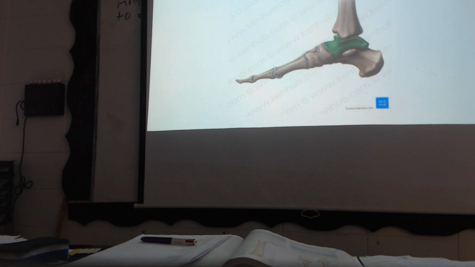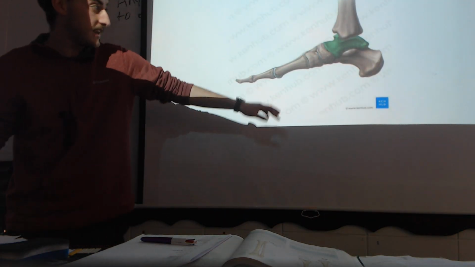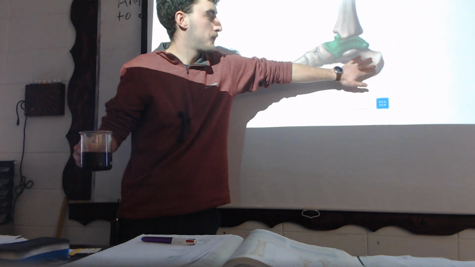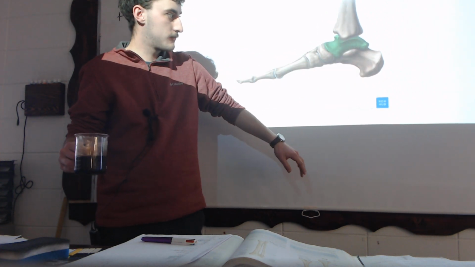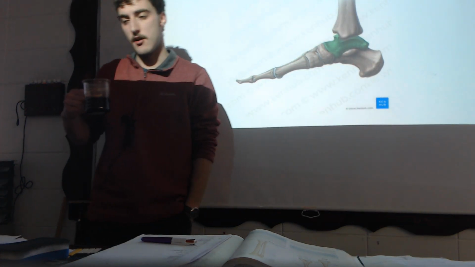Does that make sense? I'm going to have everybody come up here in a minute. I'm going to make you. You're welcome. So the talus is the bone that articulates with the tibia. The calcaneus is your heel bone. It's large, I would say. It's the largest bone in the foot.